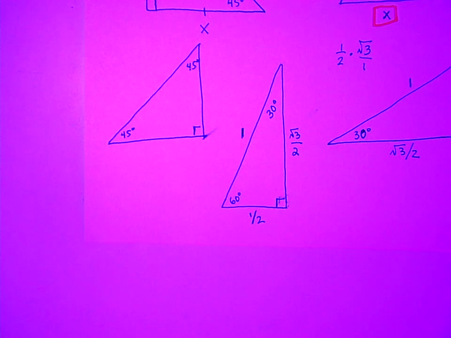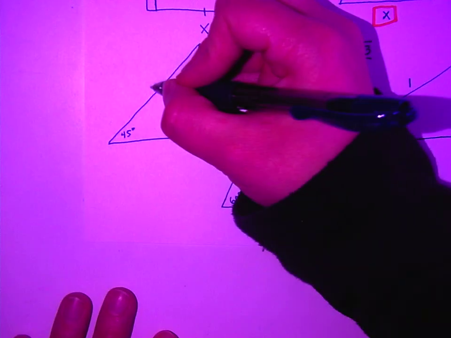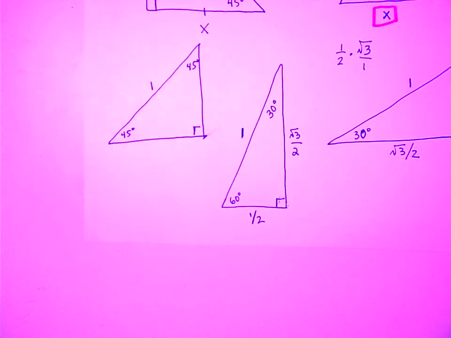45, 45, 90. Sold. All right. The radius is where? The hypotenuse. That's 1.